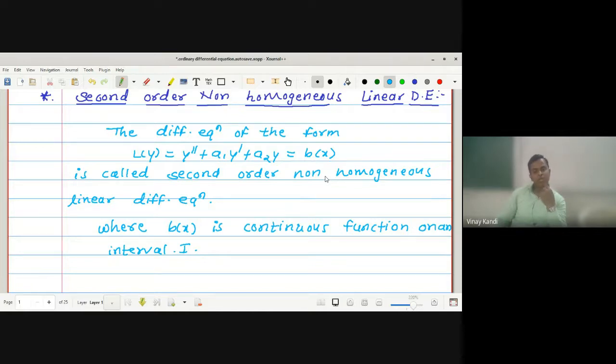Then we can write the complete solution is y is equal to f of x, CF plus PF, complementary function plus particular integral.